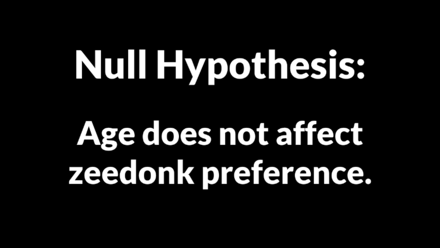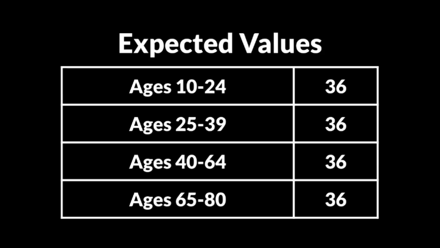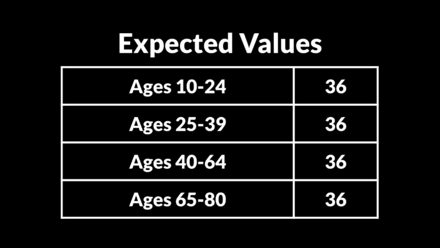So remember we said our null hypothesis was that age does not affect z-donk preference. Now, suppose we assumed that the null hypothesis was correct and age does not affect z-donk preference, then the same amount of people should be answering yes to the question, do you like z-donks, regardless of how old they were. So the ideal values of this experiment, if the null hypothesis was true, were if the same amount of people in each age group answered yes to the question. So we can get this by just averaging the four results that we got from the actual values, and that would be our expected value for all four.